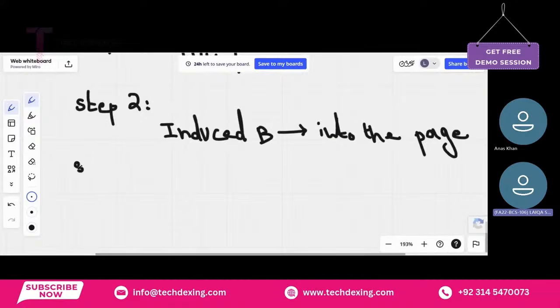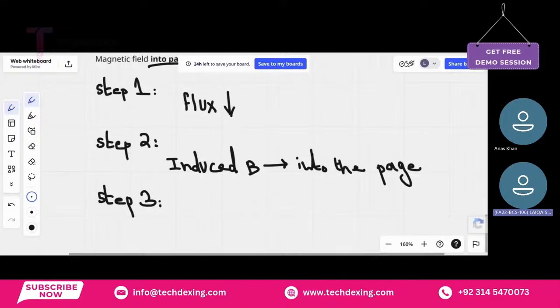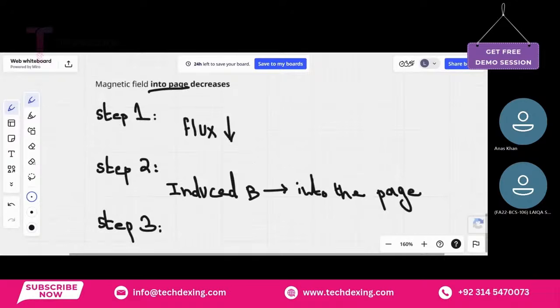Now in step 3, what would be the direction of the induced current if the induced magnetic field is into the page? If it's into the page, then it's opposite, right? It would be out. No, I'm asking you about the induced current.